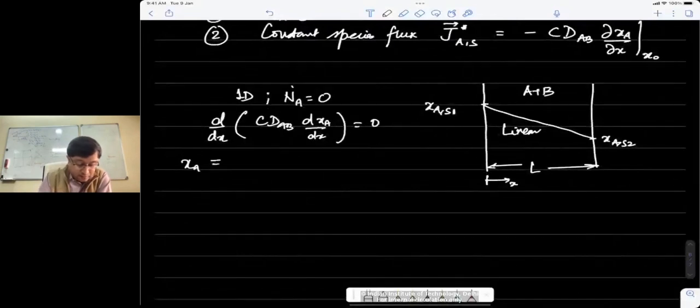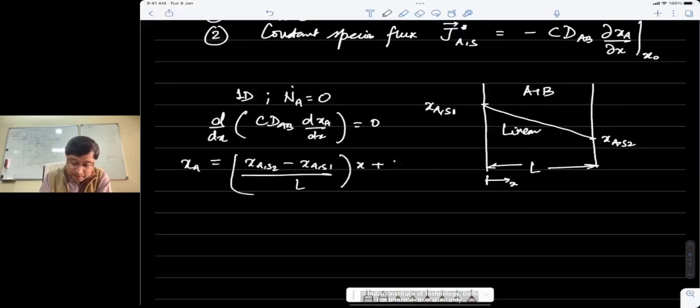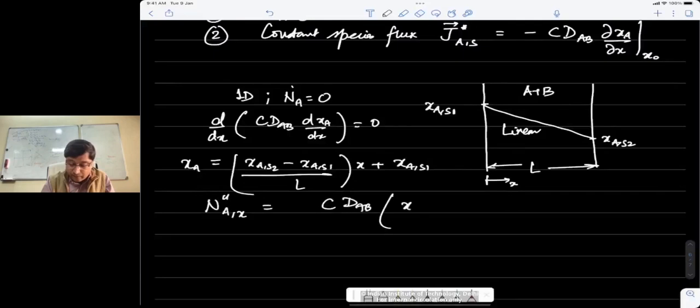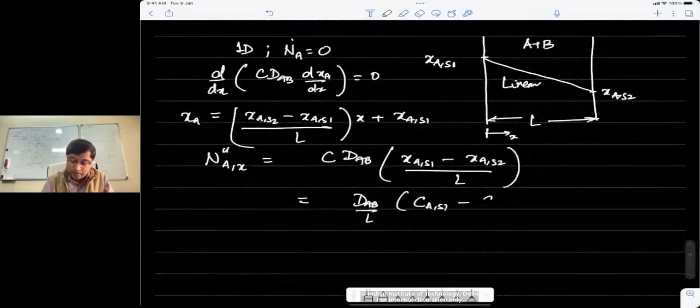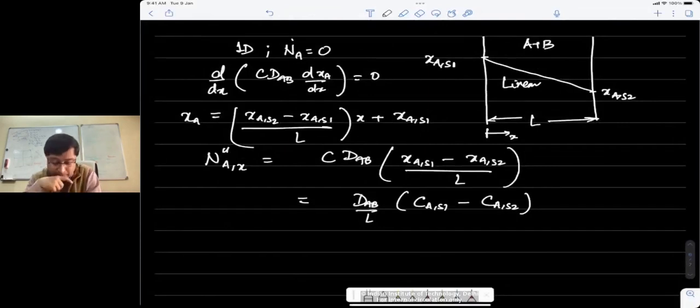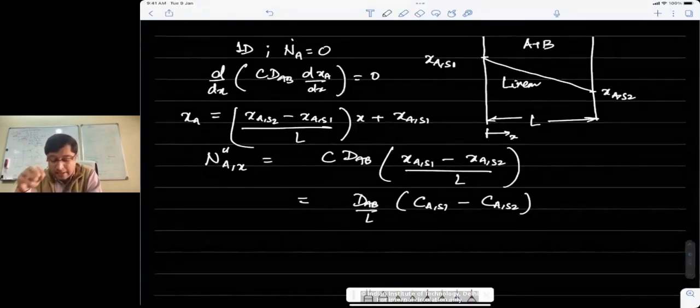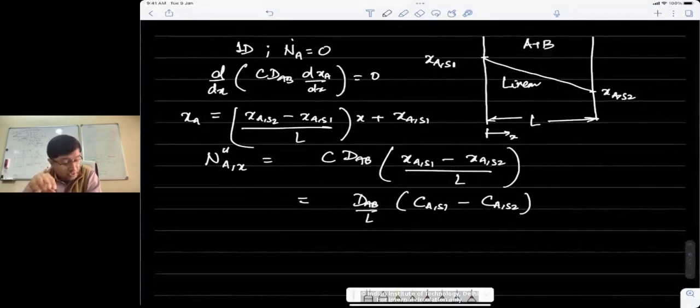And so x_A would be (x_A,s2 minus x_A,s1) by L into x plus x_A,s1. And the flux, so let's say flux, sorry, not vector now, n double dash A along x, would just be C times D_AB (x_A,s1 minus x_A,s2) by L, which I can also write as D_AB by L (C_A,s1 minus C_A,s2). So exactly the same way of calculating the distribution and the flux as we used in heat conduction. There is no change.